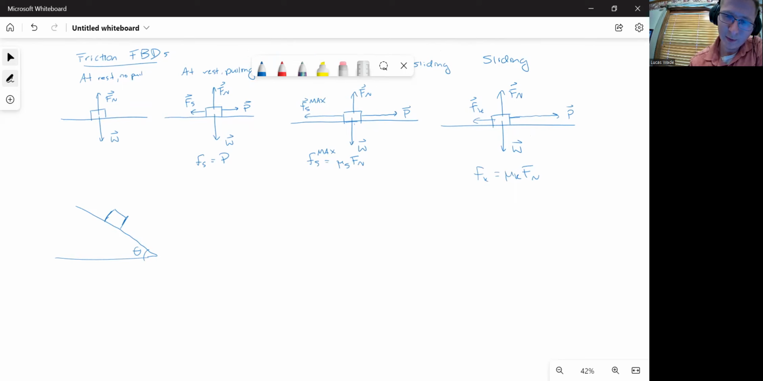Is there a difference between pushing and pulling for all calculation purposes? No. If you have something pushing on something, it's just the same effect as pulling on it with the same force in the same direction.